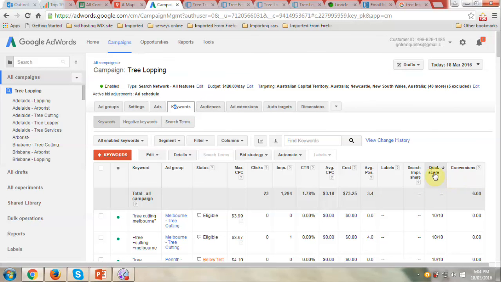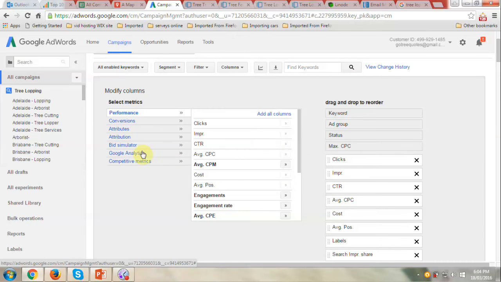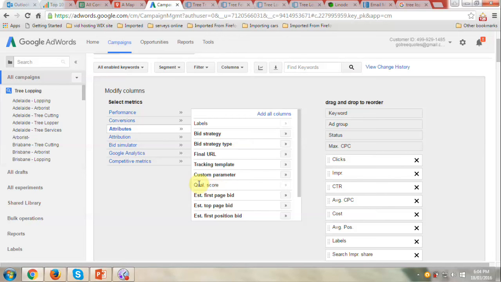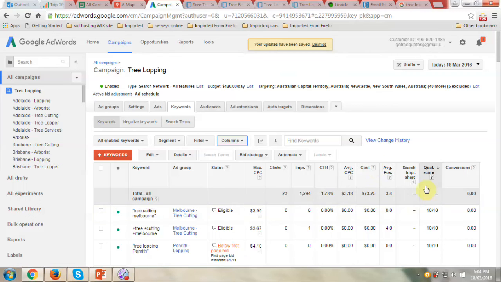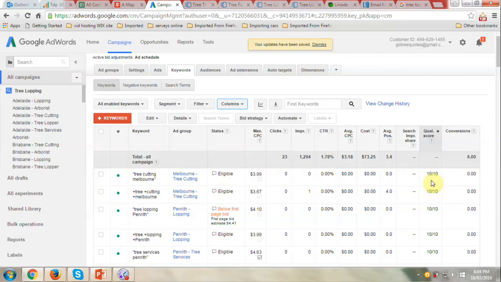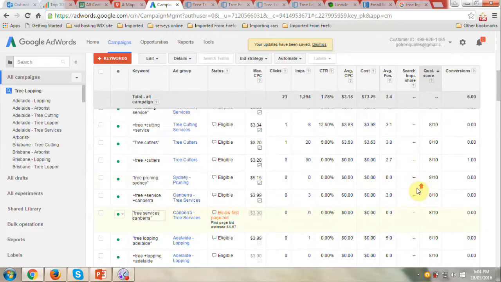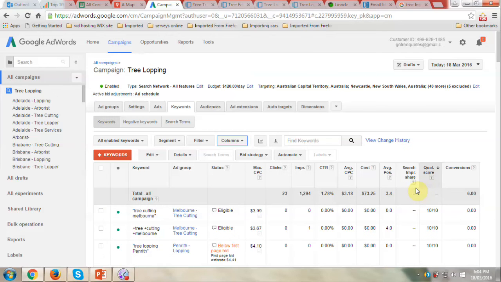If you can't see quality score here, which you probably won't by default, click on columns, modify columns. Then attributes, and most of the way down you'll see quality score. Just hit the right arrow, it'll come across here, quality score, hit apply, and away you go, it should pop up. And you can see here I've got 10 out of 10 for some of my keywords. Other ones I've got 8, 7 out of 10. You want to be above 6 or 7.